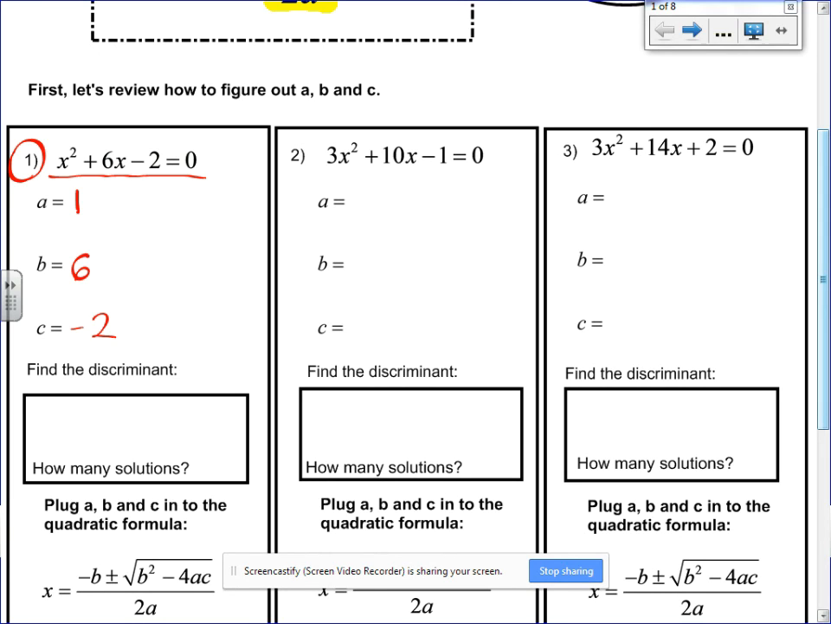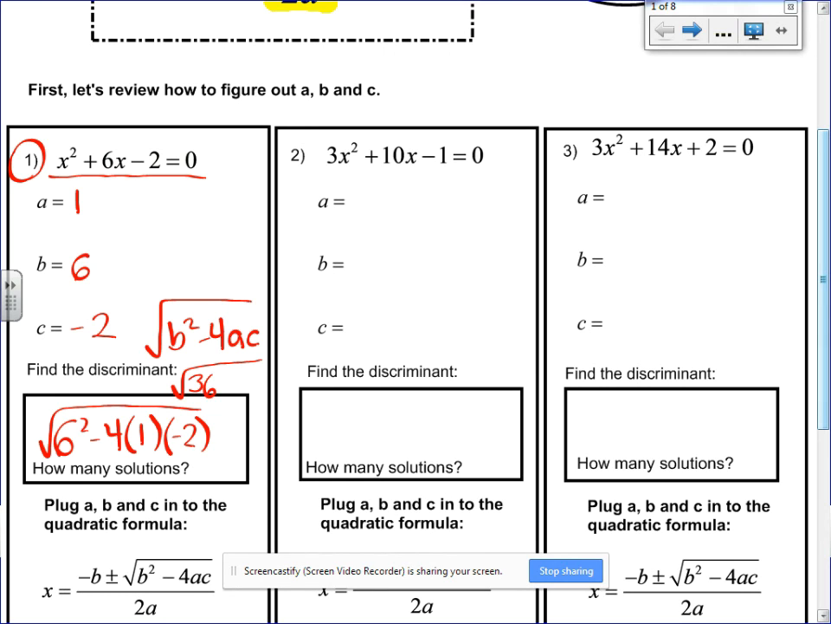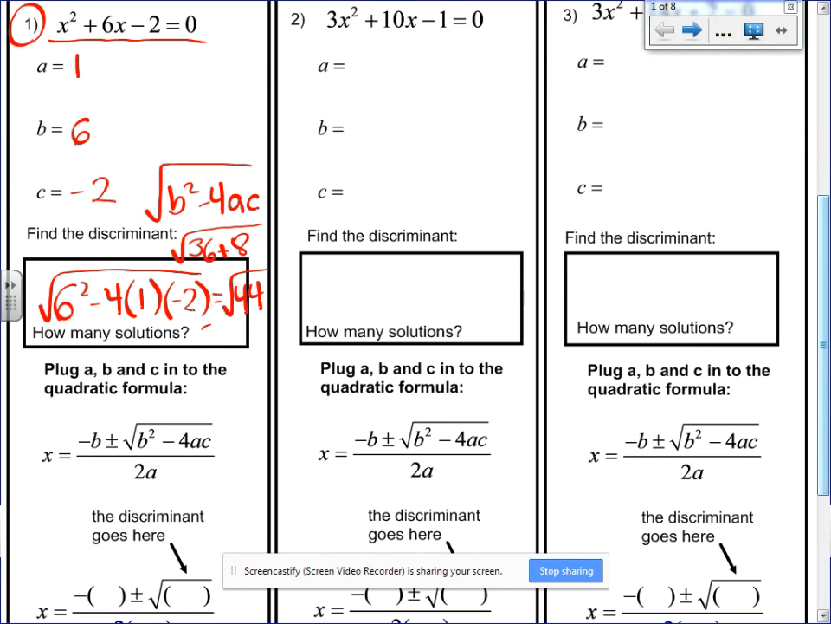So first I'm going to find the discriminant. Remember that's b squared minus 4 times a times c. So my b is 6. So I have 6 squared minus 4 times 1 times negative 2. So I'm going to have the square root of 36 plus 8, which means that I'm going to have the square root of 44. Now, all we really need from this is to know how many solutions we have. So since this is the square root of a positive number, I'm going to have 2 solutions.